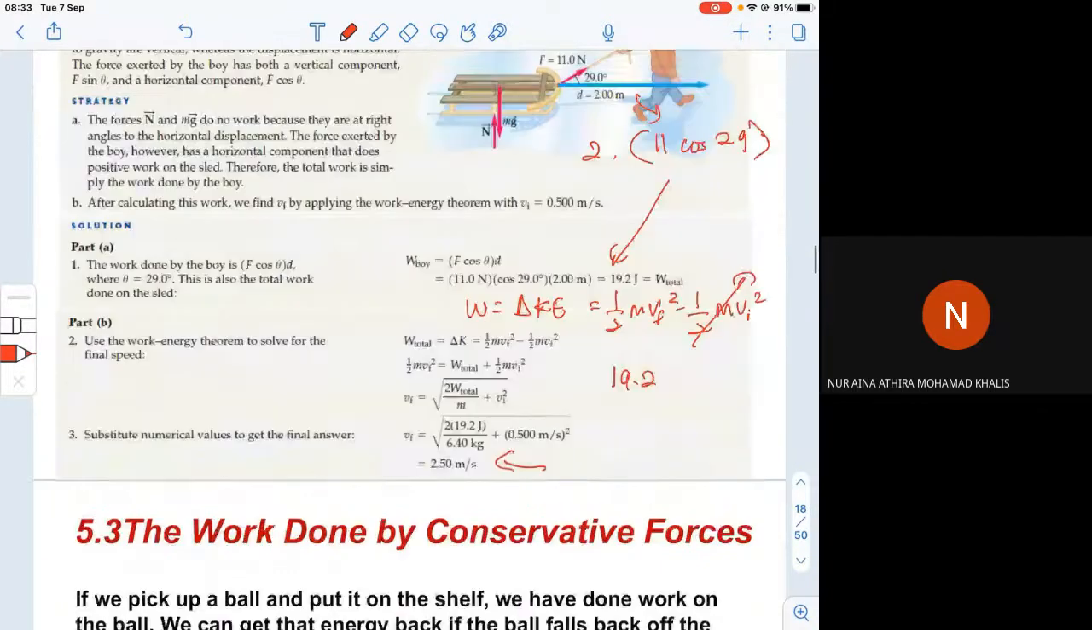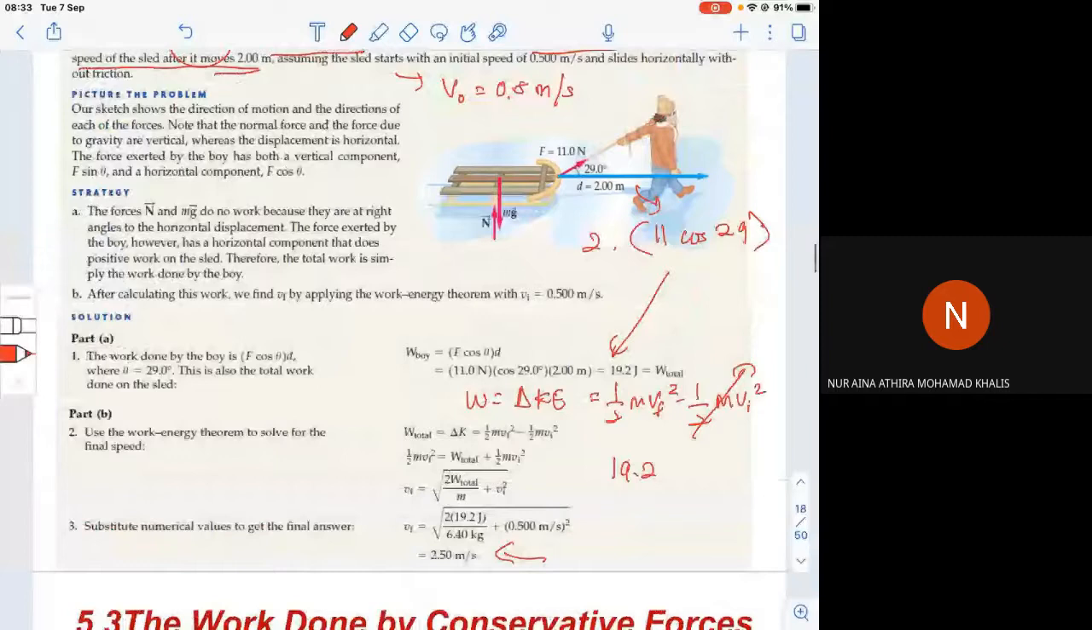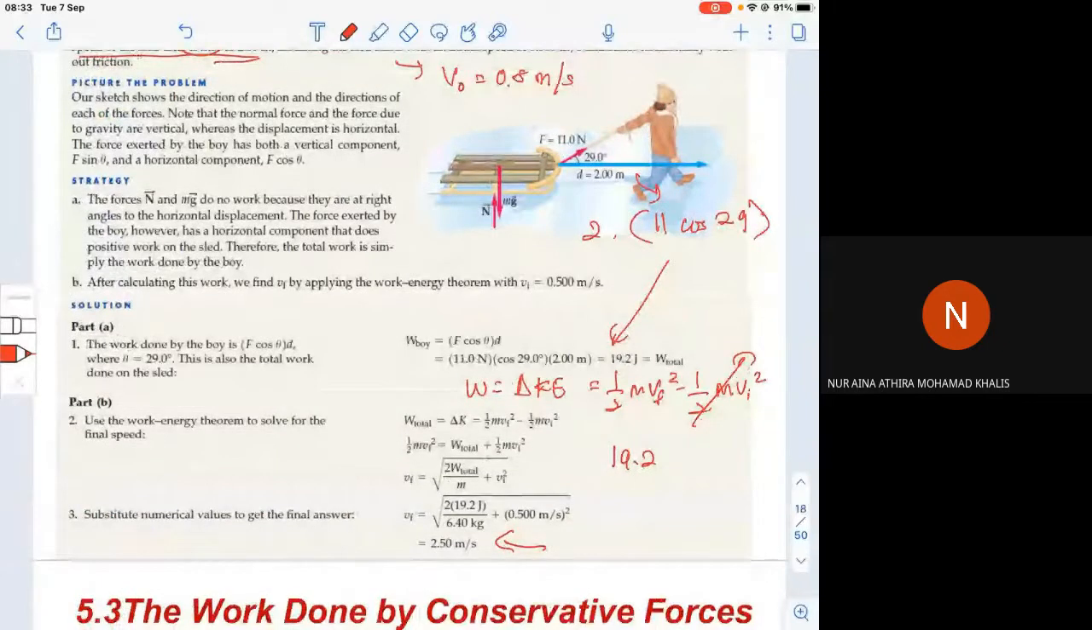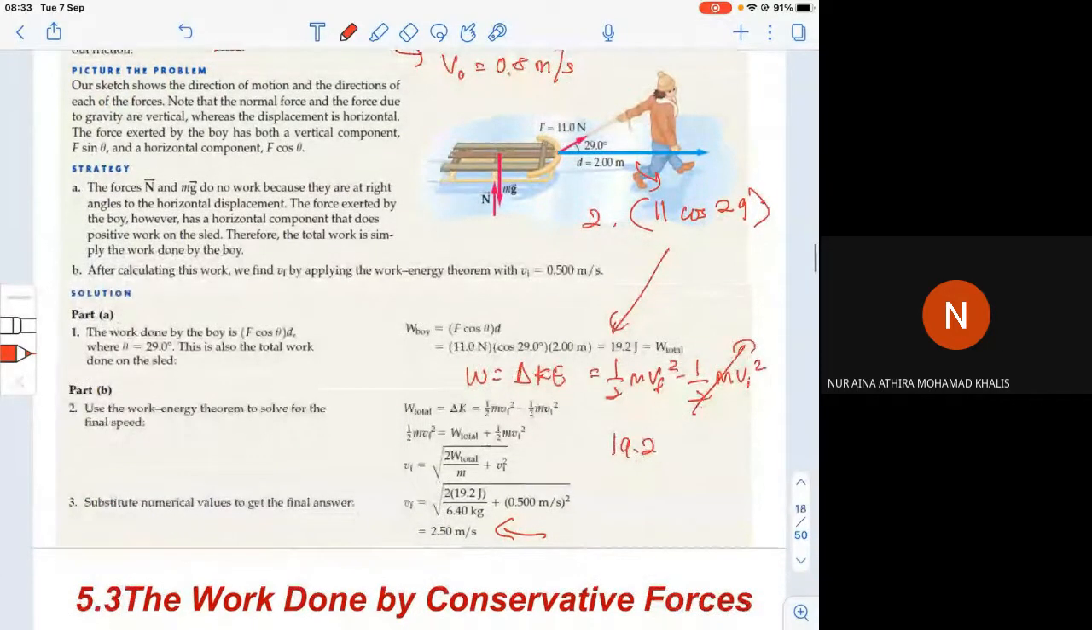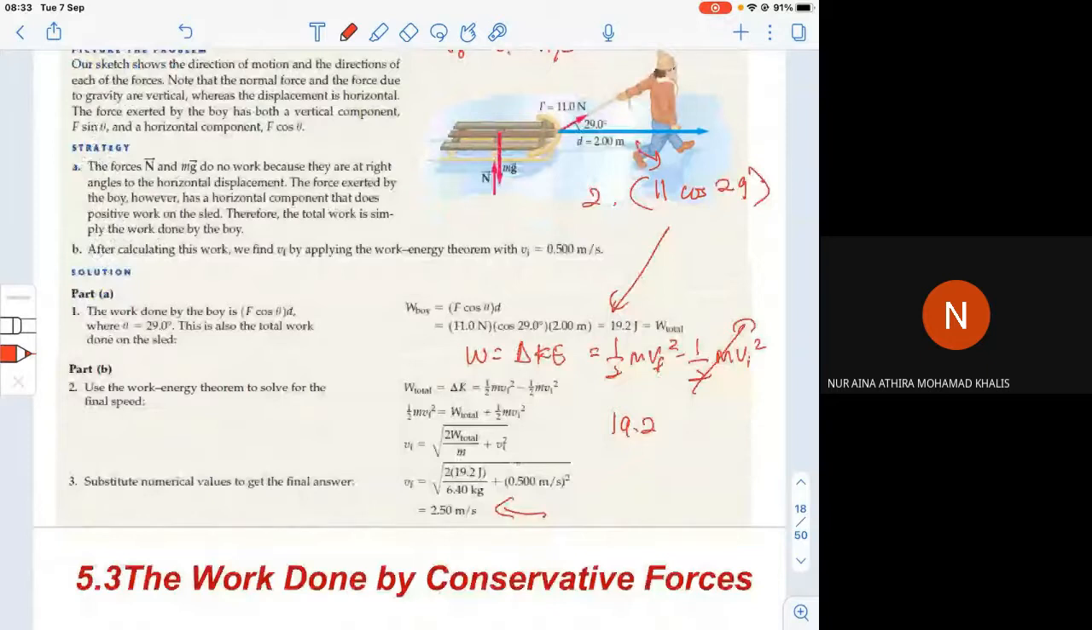So that's how you did the problems that involve work done in terms of force and work done in terms of energy.